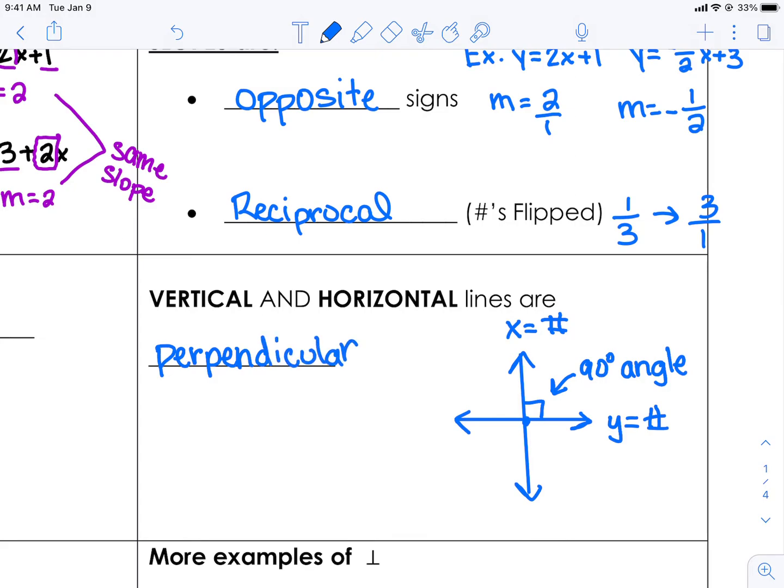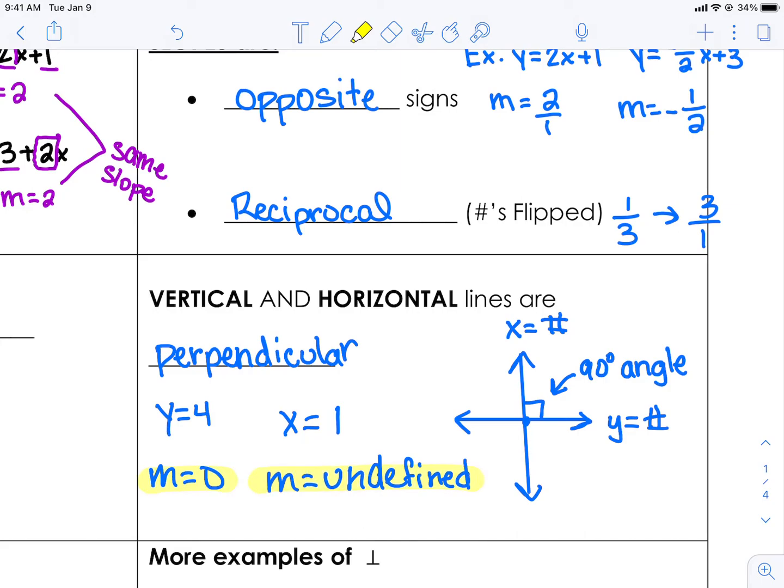Okay, so an example of what their slopes look like and how you know that it's horizontal and vertical. Okay, if I have a horizontal line of y equals 4 and a vertical line of x equals 1, well, the slope of a horizontal line from HOY-VUX is m equals 0, and the slope of a vertical line, HOY-VUX again, is undefined. So we have to know that 0 and undefined are opposite reciprocals.